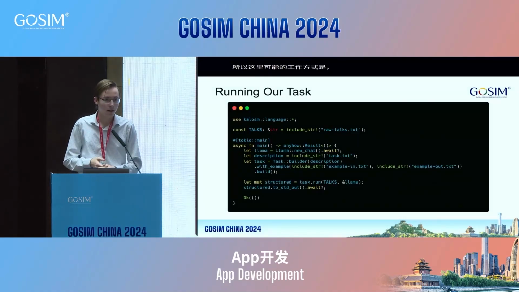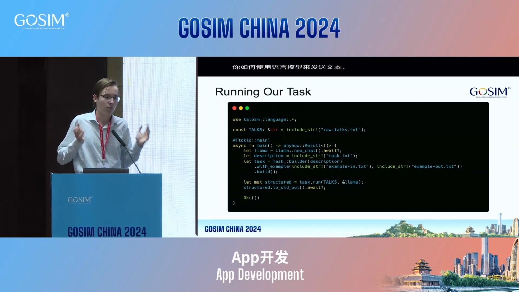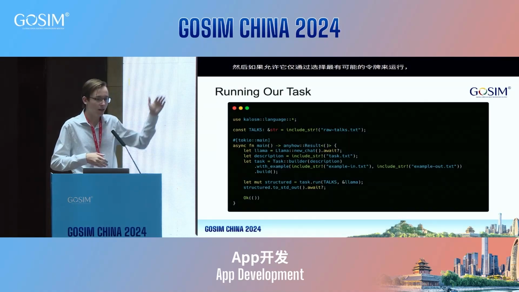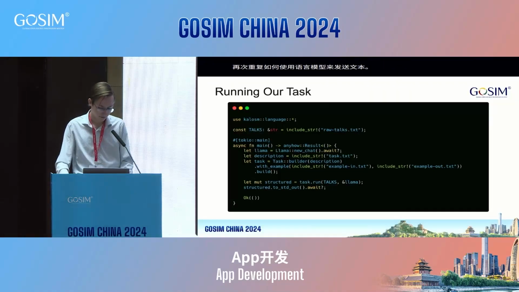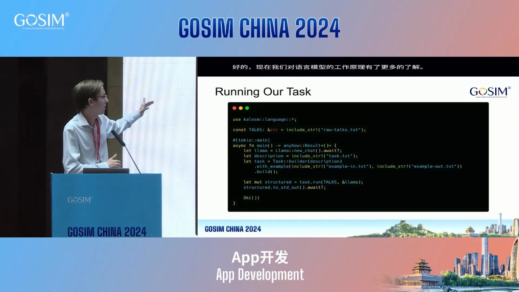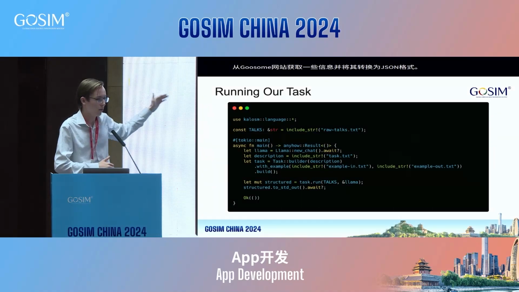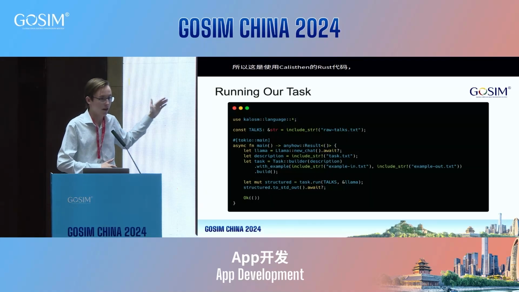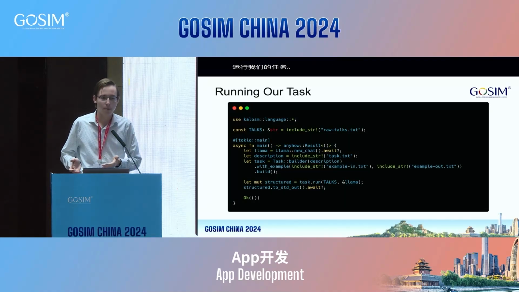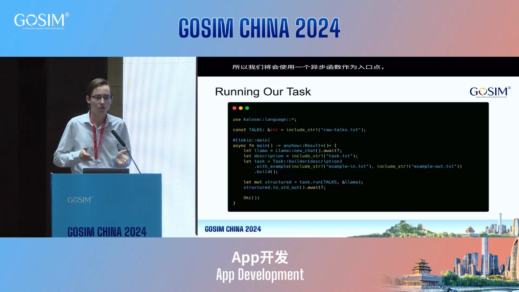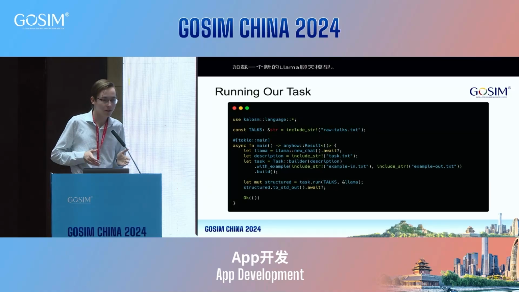Okay, so now we know a little bit more about how language models work. Let's run our task, which is getting some information from the GOSIM website and turning that into JSON. So here is the Rust code using GOSIM that runs our task. We're going to use an async function as our entry point, and load a new Llama chat model. Llama is a little bit like ChatGPT, but it runs locally and it's open source-ish, so you can use it in commercial applications without paying for a license.